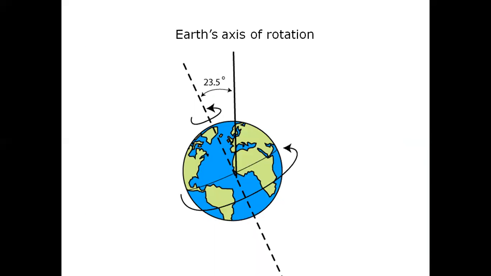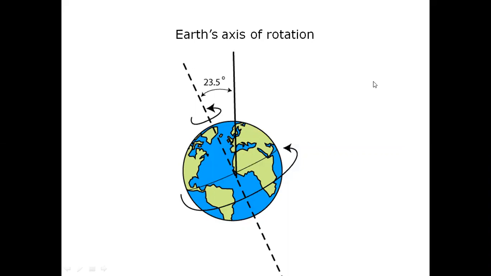Let's begin by looking at the Earth's axis of rotation. The Earth's axis is an imaginary pole which runs directly through the center of the Earth, and it is tilted at an angle of 23.5 degrees. The Earth rotates around this axis, and during this process, either side of the Earth faces the sun while the other remains dark. This causes day and night.